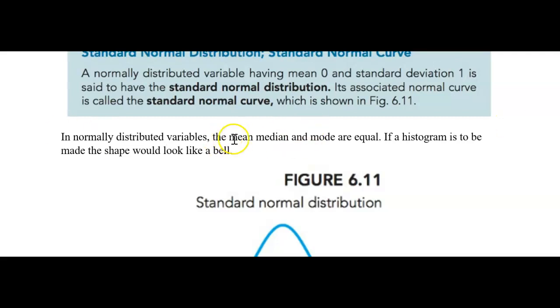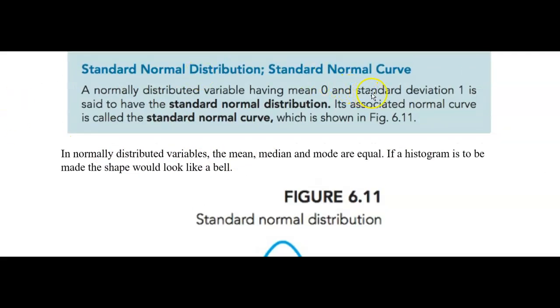Now the mean, the median, and the mode, they're equal but do not have to be 0. The mean does not have to be 0, right? So whenever it's a 0, then it's a special normal distribution. It's called a standard normal distribution, right? So the standard normal distribution is a normally distributed variable whose mean is 0 and whose standard deviation is 1. There are normal distributions that have a mean of 20, for example, and a standard deviation of 5. That will not be the standard normal distribution. It will just be a normal distribution. Okay, so to make it standard, the mean must be 0 and the standard deviation must be 1.